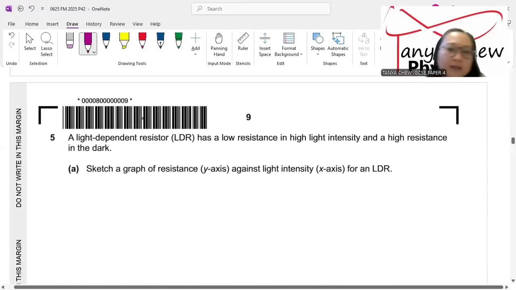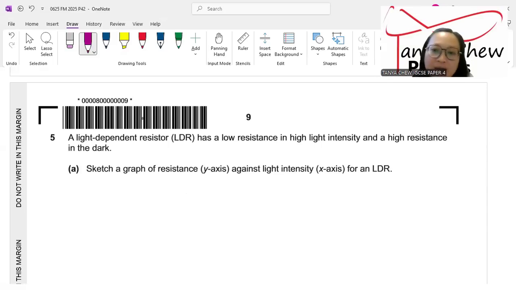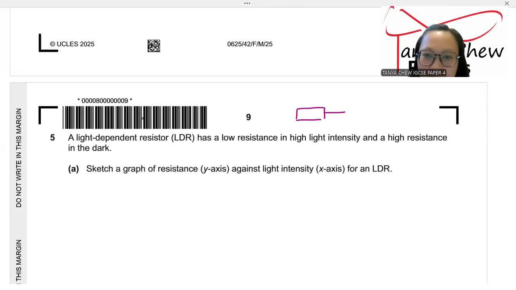Number 5, a light-dependent resistor LDR has a low resistance in high light intensity and a high resistance in the dark, which is true. So if you want to think of your LDR, this is a symbol of LDR, like this. It depends on light, okay? The arrow represents the light that is directed onto it. LDR is made from semiconductor, cadmium sulfide, that will react to the light. So if you want to see LDR, you can go to the lamppost which is installed on your street, right? So the lamppost will light up during the nighttime. That is the application of LDR.